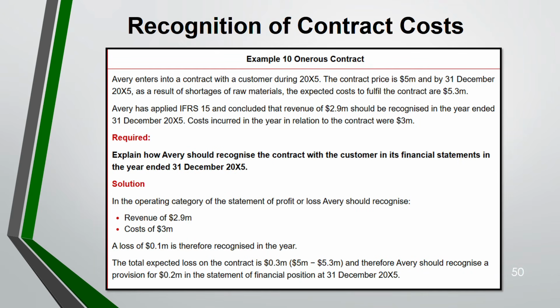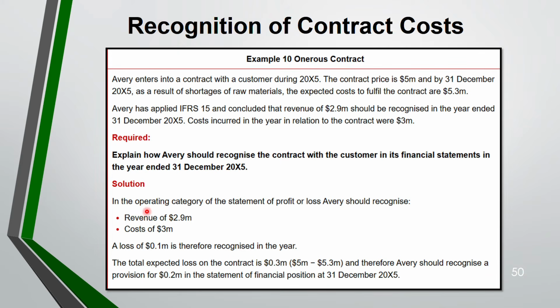Example 10. Avi is entering into a contract with a customer during 2005. The contract price is 5. Because of a shortage, cost is expected to rise to 5.3. You see, there's a difference: price is 5, contract cost is 5.3. They have applied IFRS 15 and concluded revenue is 2.9, and the cost was 3. So you have to explain how they have to recognize the contract in the financial statements.